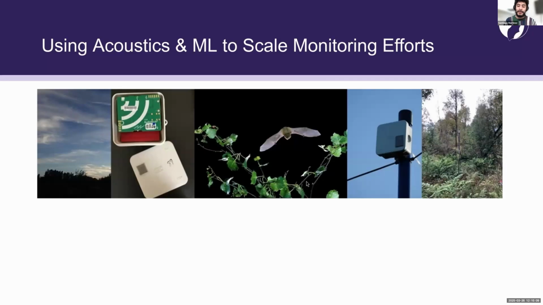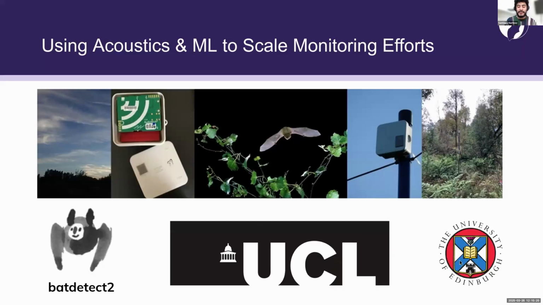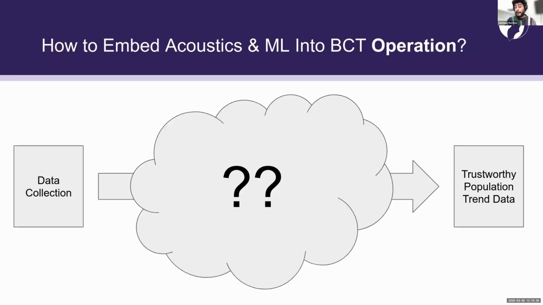The thing is, because most of the work is very involved and hands-on, the BCT is currently looking into scaling efforts and maybe filling out some of the current data gaps that it has by adopting acoustics. And in collaboration with people at UCL and the University of Edinburgh, we've developed BatDetect2, which is a machine learning algorithm that's able to detect these echolocation calls in ultrasonic recordings.